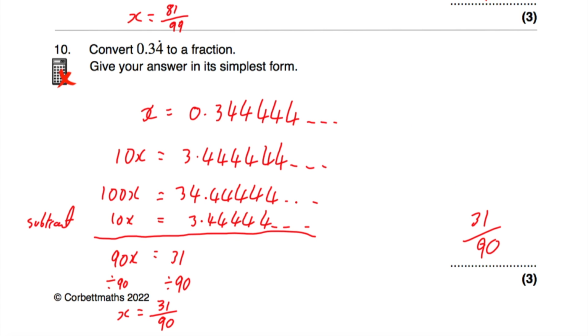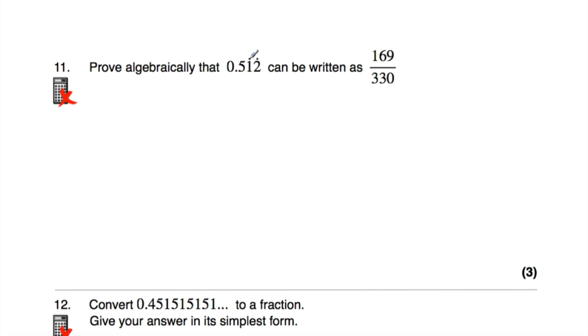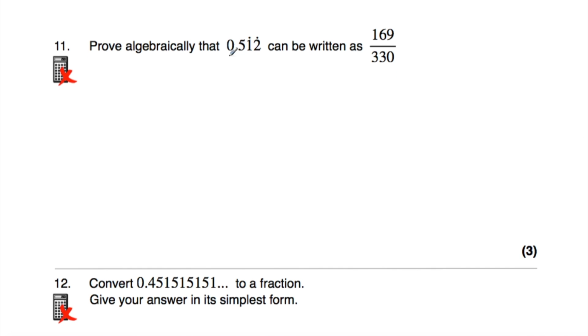Okay, let's have a look at our next question, question number 11. So question number 11, we've been asked to prove algebraically that 0.512 with a dot above the 1 and the 2, so that's 0.512121212 and so on, can be written as 169 over 330. So let's start off by calling this x, so x equals 0.512121212 and so on.